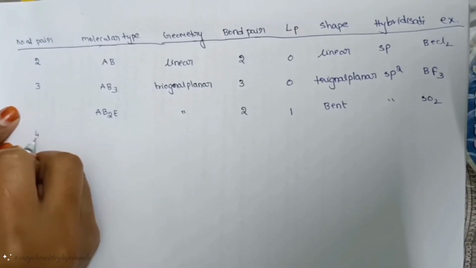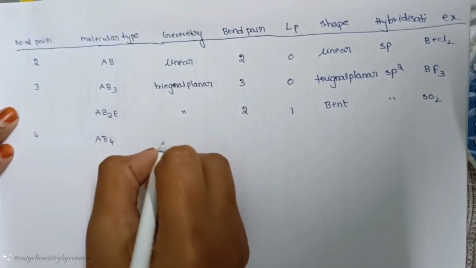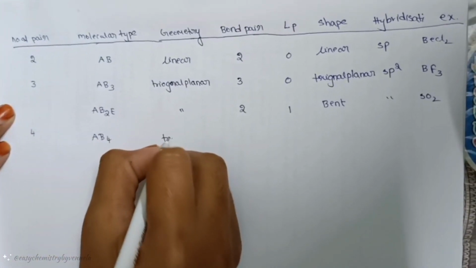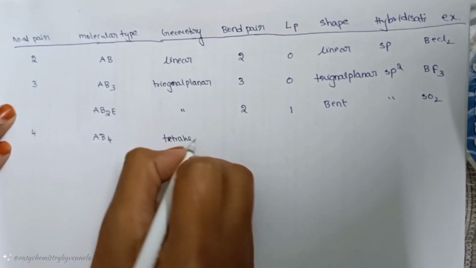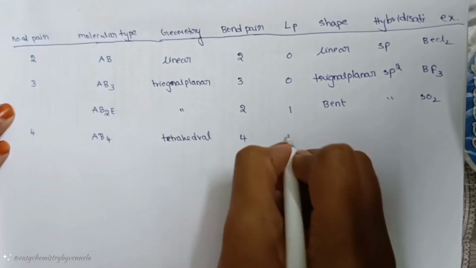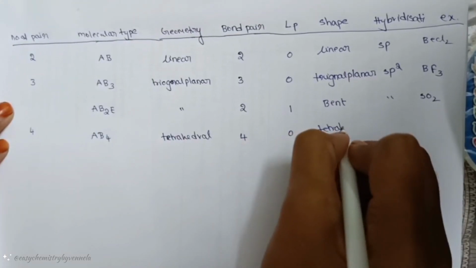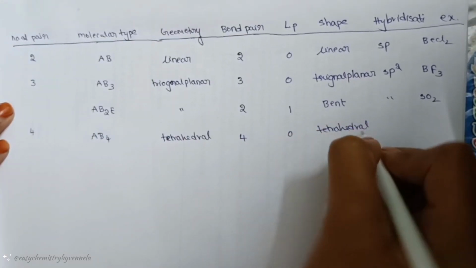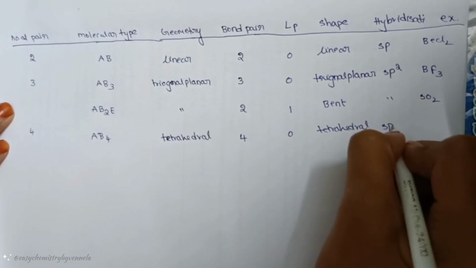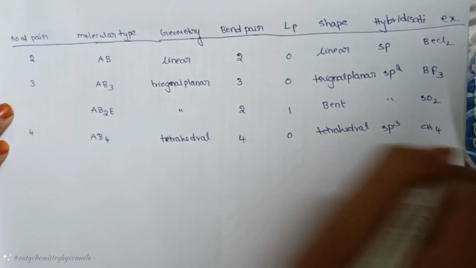After this, number of pairs 4. Then molecular type is AB4. Geometry is tetrahedral. Number of bond pairs is 4, lone pairs 0, shape is tetrahedral. Hybridization is sp3. Example is CH4.